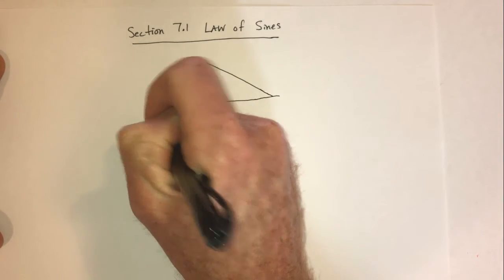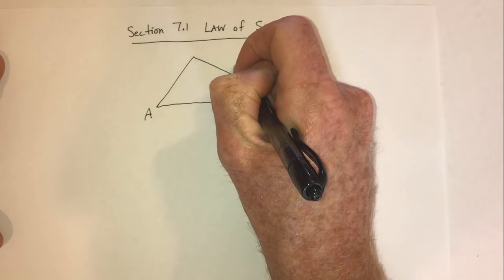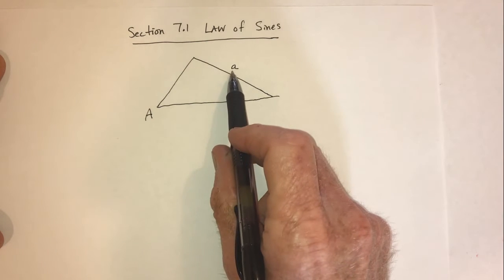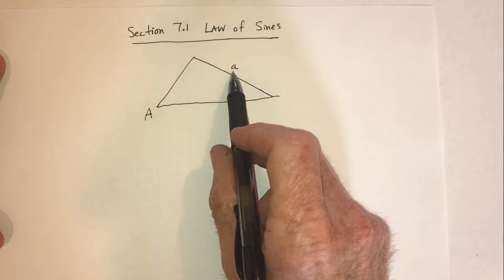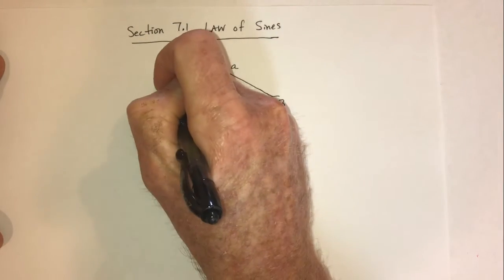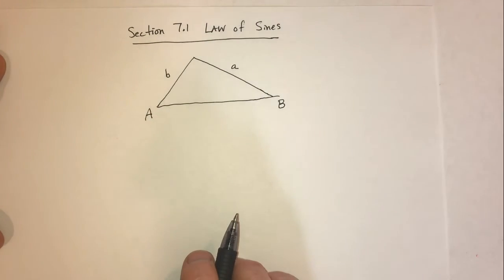And this is angle A, go across from that. This is side A. So the capital will be the angle, the lowercase will be the side across from it. And then this is going to be angle B, and across from it, this is side B.